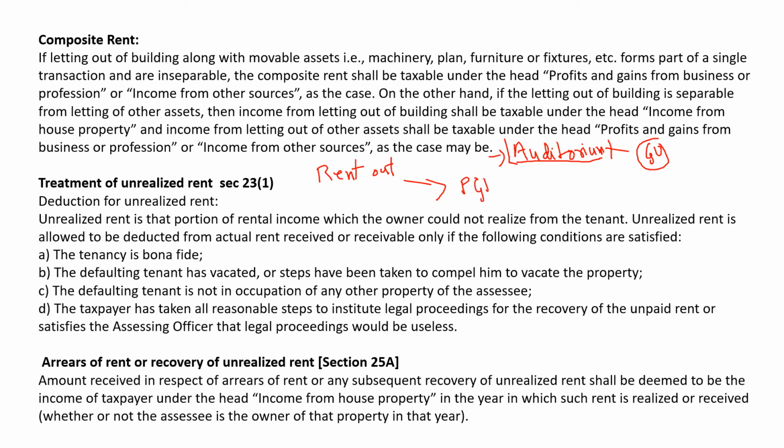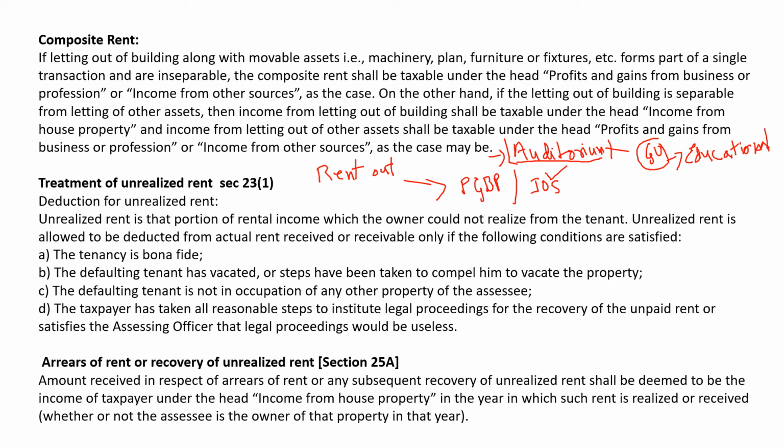Just saying, if it is not separable, that is, we cannot apportion it, it will be taken as what? It will be taken as income from other sources. Because why? Guwahati University is an educational institute. Okay, so they have the auditorium because they require it.